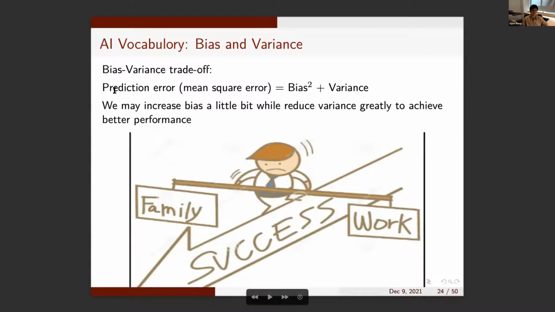And for the final prediction error, here meaning mean square error, it can be shown that it has two parts. One is the square of the bias. The other is the variance. So in practice, quite often, many machine learning models, including deep learning models, actually increase the bias a little bit but reduce the variance greatly to achieve better performance. That means to achieve a smaller prediction error.